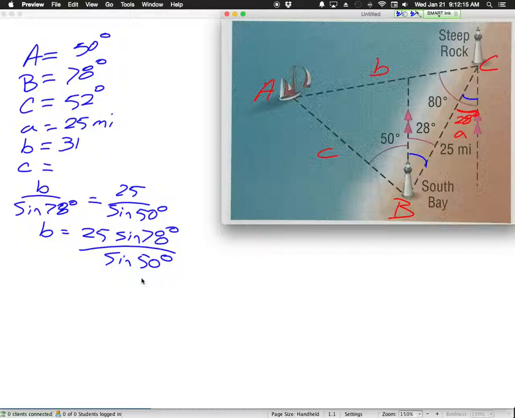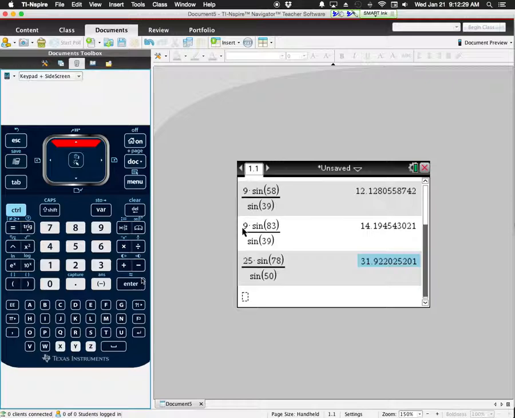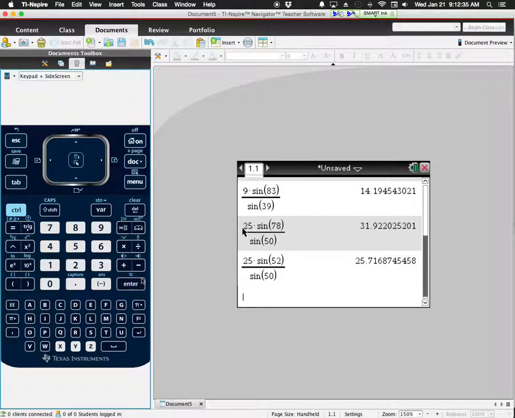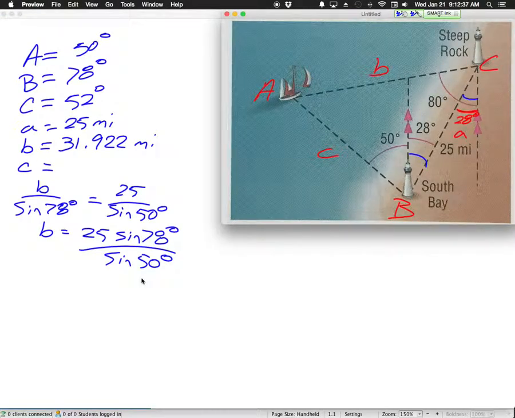What are my units right there? Miles. And then what's the one minor change I need to do to be able to find side C? Change 78 to 52. So I go back and change 78 to 52. Press enter. 25.716.